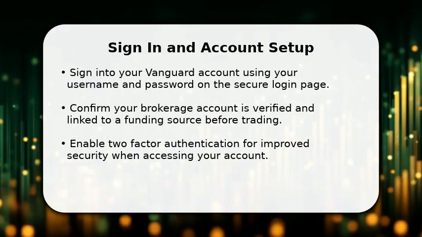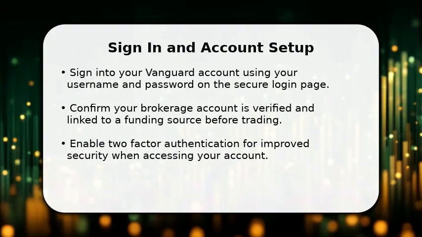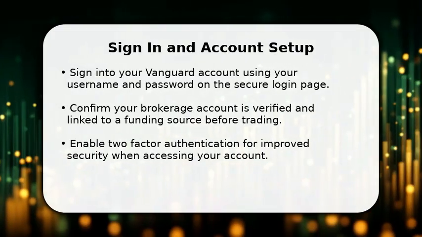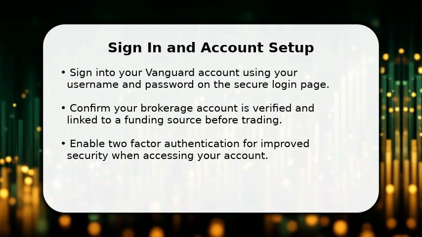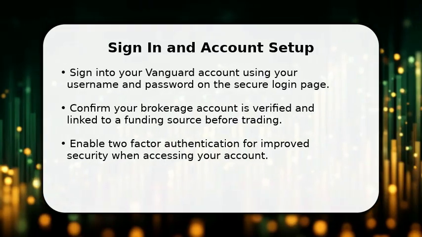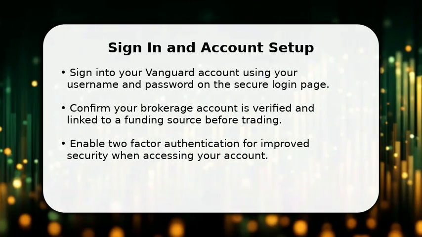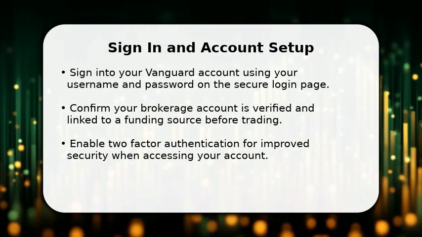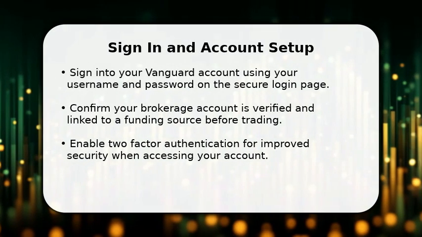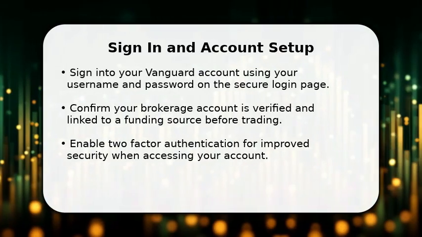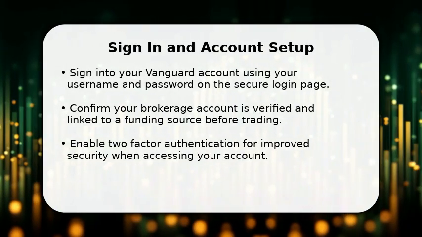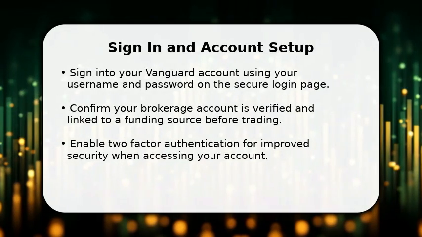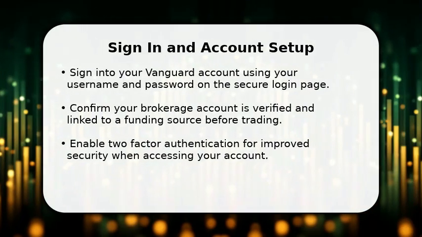In this video, I will show how to buy stocks on Vanguard website step by step. First, sign in and verify your account security, then confirm your brokerage is funded. Next, navigate to the Trade tab and choose Stocks as your order type, enter the ticker symbol, select Market or Limit Order, set the share quantity, review fees, and submit the trade while monitoring confirmations and account balances for accuracy.